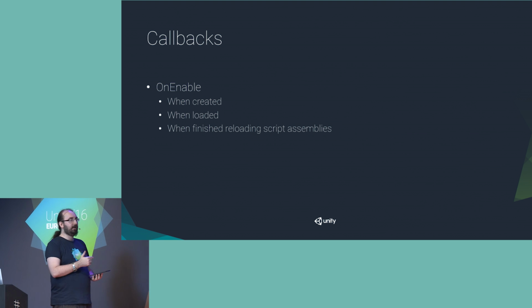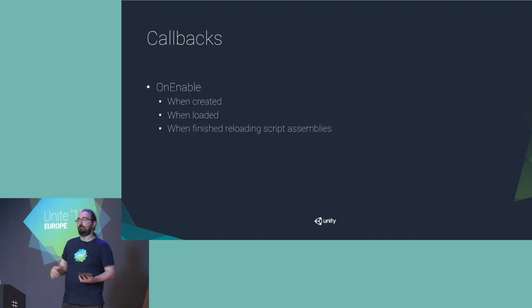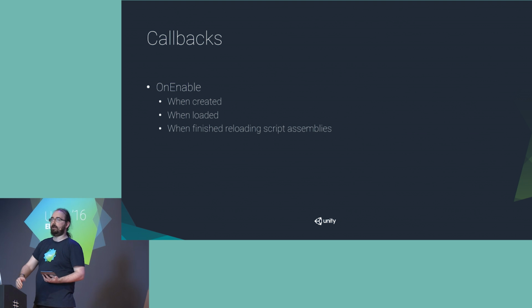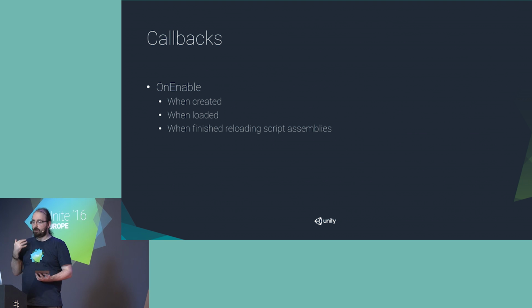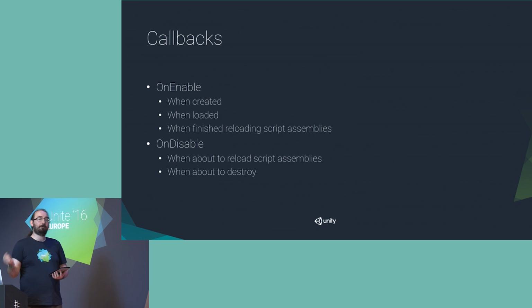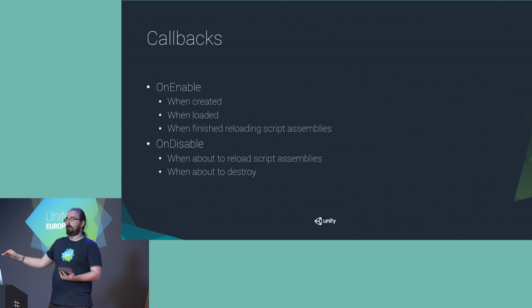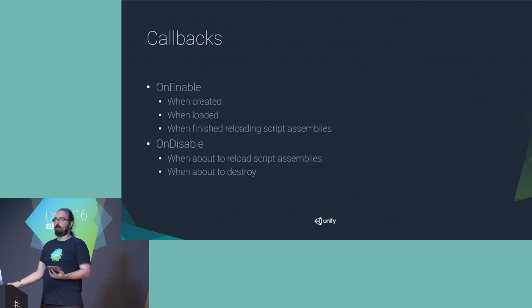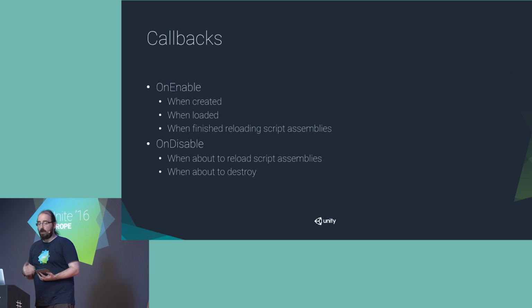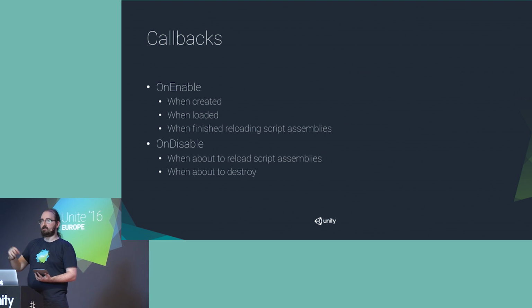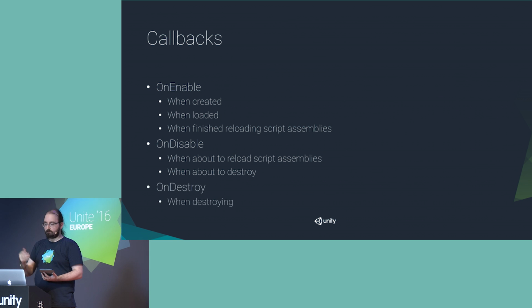And when you finish reloading all the script assemblies, so if you've changed some code and you recompile, at the end of the recompile, when it reloads all of the compiled results, you'll get OnEnable in all of your Scriptable Objects. Then OnDisable, you get that when you're about to reload all the script assemblies. So when the compile is finished, we disable all the Scriptable Objects, reload the assemblies, and then enable them all. And when you're about to destroy a Scriptable Object as well, you get a disable first. And then lastly, OnDestroy. After the OnDisable, you get the actual OnDestroy call. Okay?